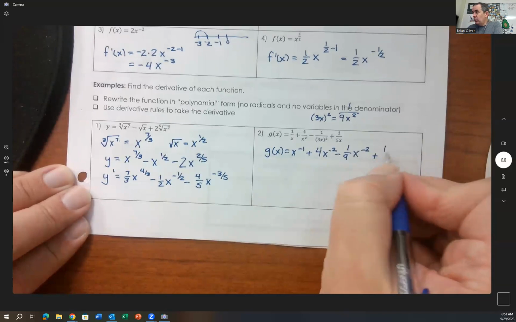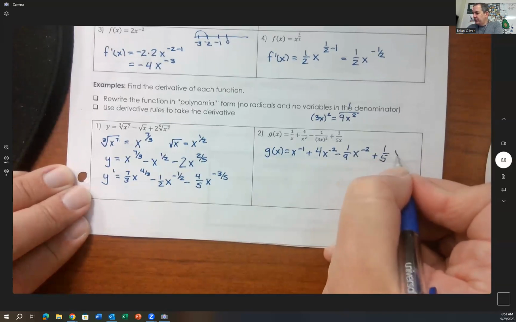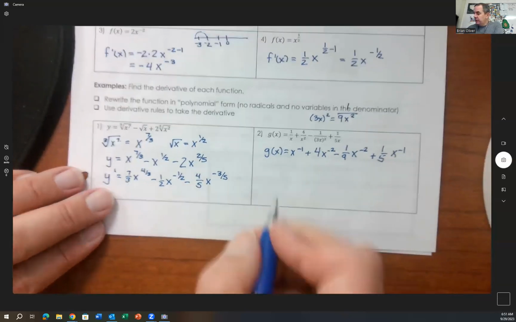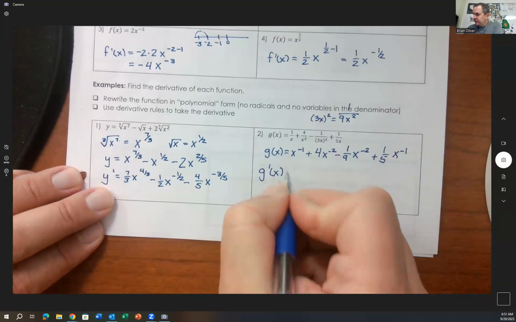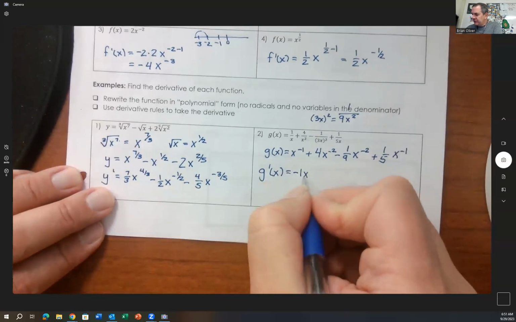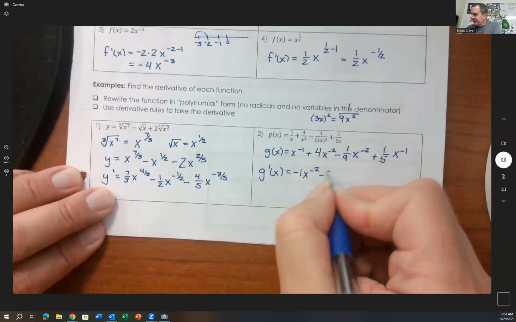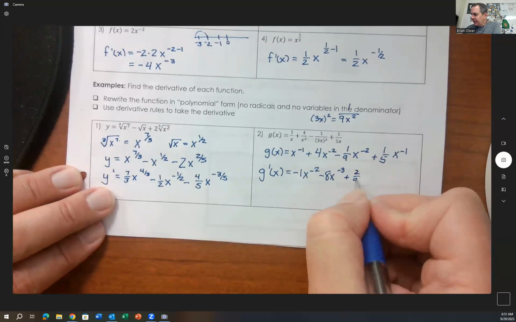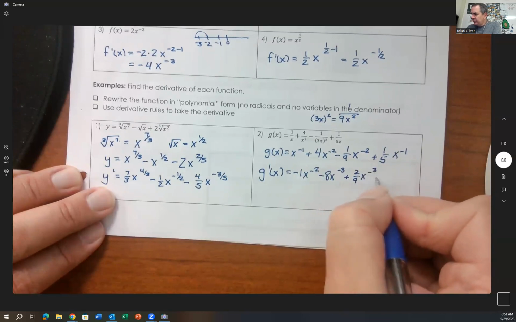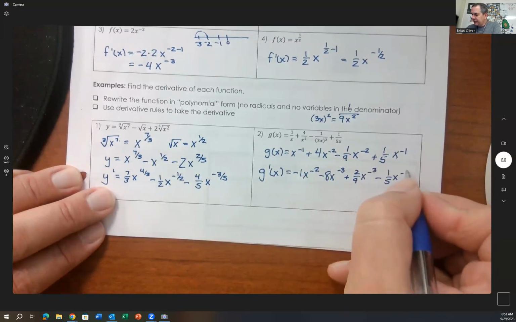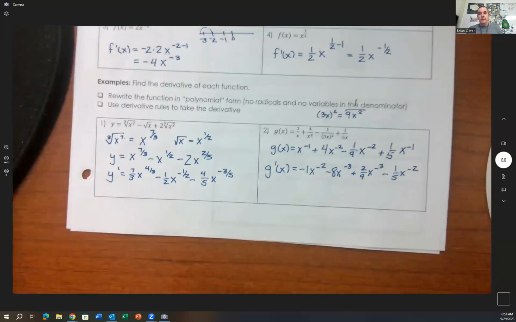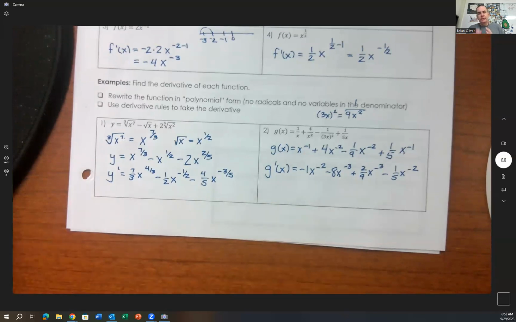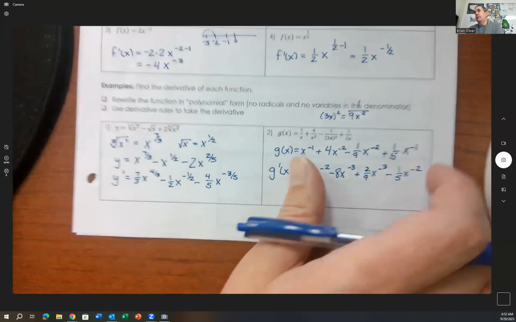Much the same as I go over here, 1/5. X is the only thing that I'm going to change. The only thing I need to change is the variables with the exponents. So now when I go to take the derivative of this, it becomes -1x to the -2 minus 8x to the -3 plus 2/9 x to the -3 minus 1/5 x to the -2. And I'm done with my derivative. Again, the thing you've got to be careful with is your negatives and your fractions. So just be careful as you're doing that subtraction by 1.